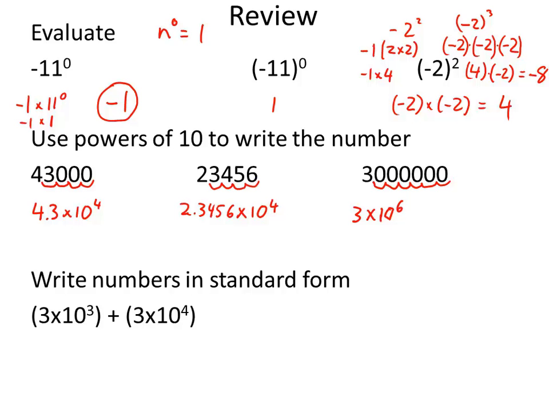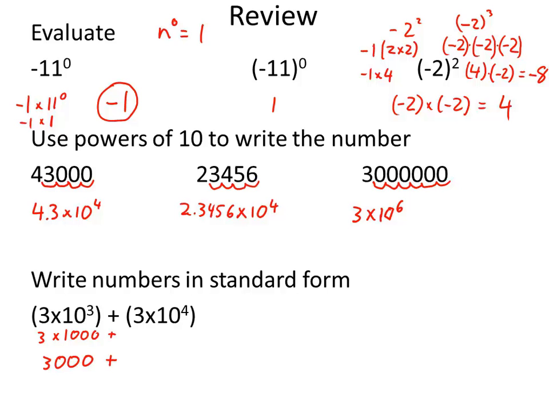Okay. And one last one right here. We have 3 times 10 to the 3. So this is 1, 0, 0, and 0. So we have 3 right here, so this is going to be 1,000 times 3. Okay, so 3 times 1,000 is simply 3,000.